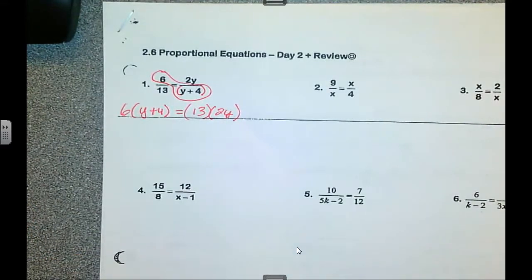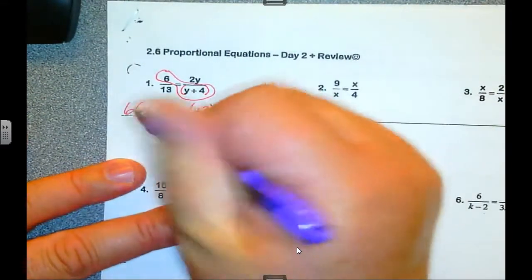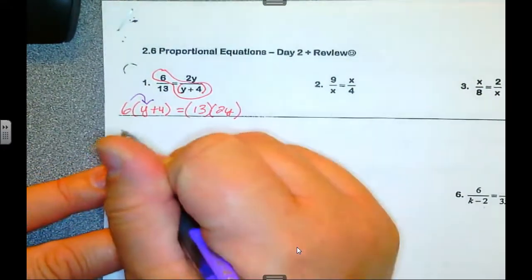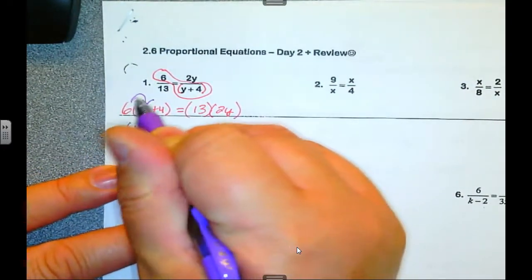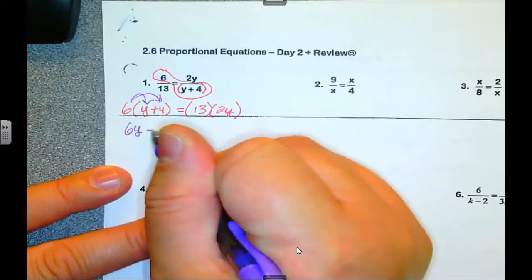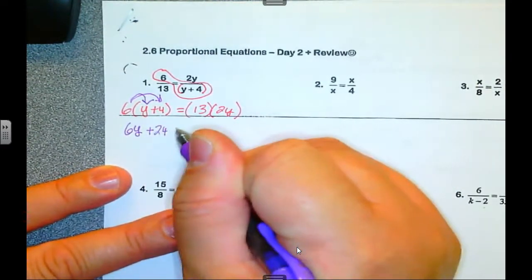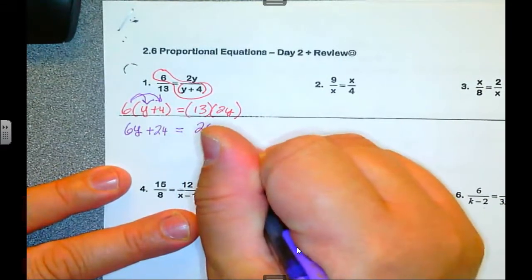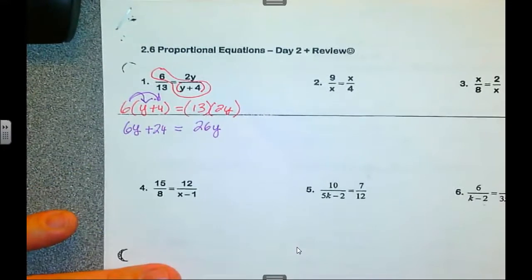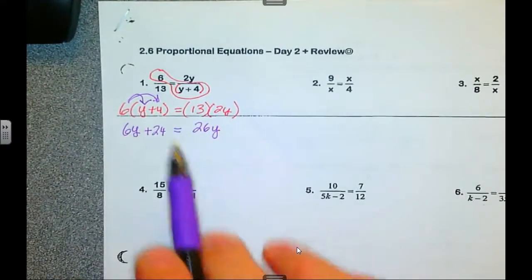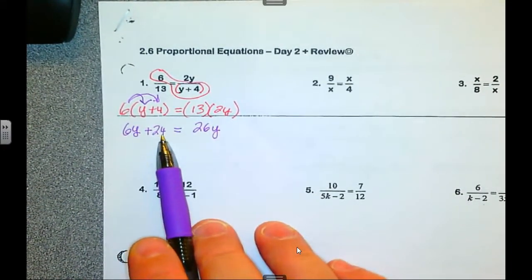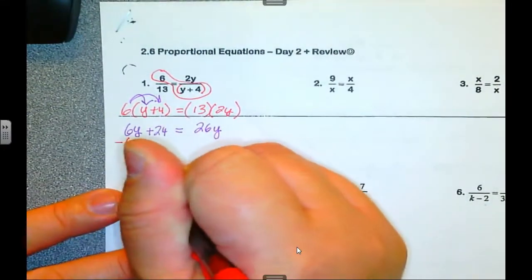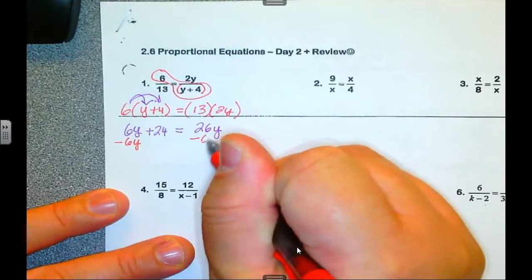Distribute and solve for y. 6 times y, 6y. 6 times 4, 24. And 13 times 2 is 26. Don't forget the y. Now, I've already got my numbers on one side, I'm going to get my variables on the other. So I'm going to subtract 6y from both sides.